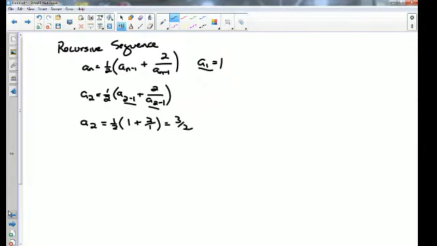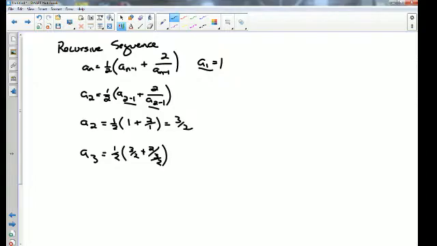Wait, so a sub 2 is just equivalent to plugging a sub 1 into your equation? Yeah. A recursive sequence uses the prior term, maybe the prior 2 terms. So for the next one, you would use that same function, except you plug in 3 over 2 instead. So 1/2 (3 over 2 plus 2 over 3 over 2). That's your next term, right?